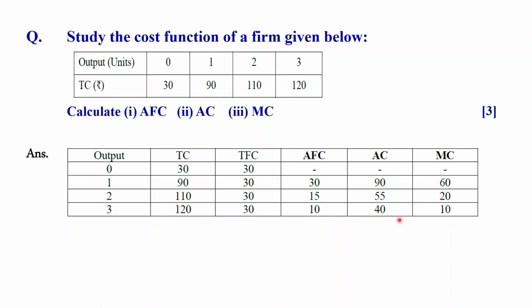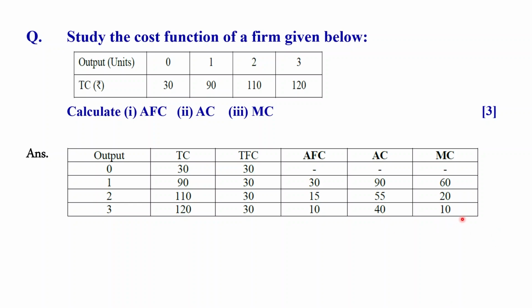Next step is to calculate AC. Now what is AC? AC is nothing but ATC. It is total cost divided by output. Again, remember, AC is also not calculated at 0 output, and from output 1 onwards, you have to just divide TC by Q to get AC or ATC.